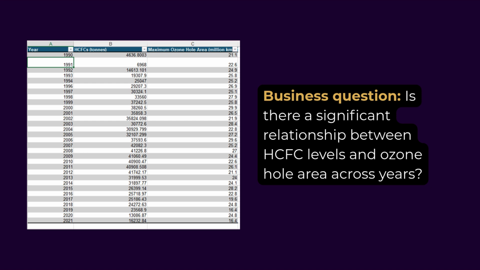Our first business question that we need to test is: is there a significant relationship between the HCFC level and the ozone hole area across years? Let's find out. To answer both questions, are they related? And if one changes, how much does the other change? I might use regression for this example.